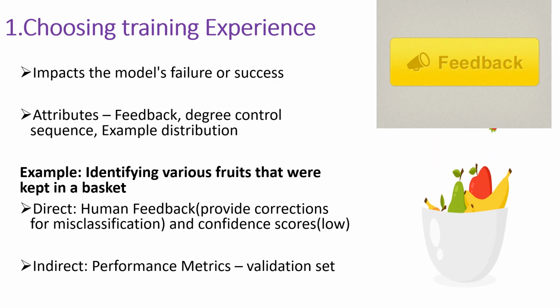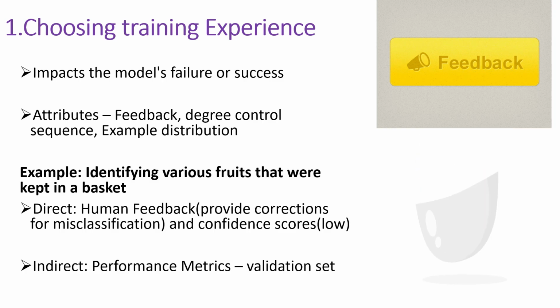Direct feedback is nothing but, after identifying, classifying or predicting the outcome, the human directly gives feedback on whether it is correctly identified or not, whether the outcome or output is correct or not. That is given directly from the human end. This directly impacts the confidence scores of the training model. If it is negative feedback, the confidence score is very low, and if it is positive, then obviously the confidence level of the model will be high.